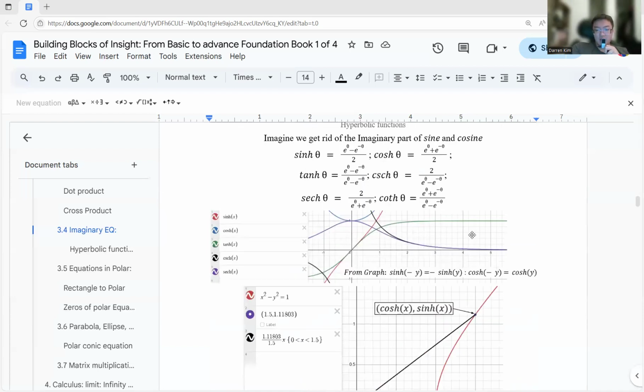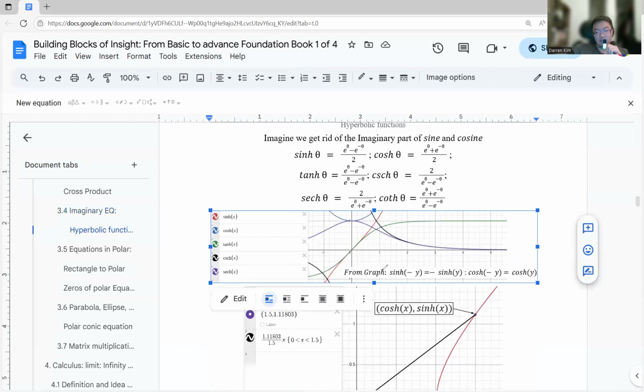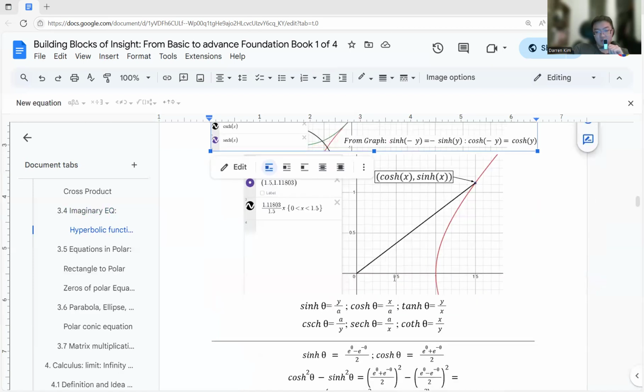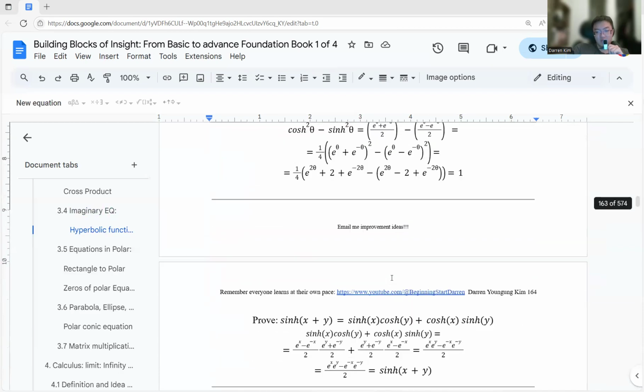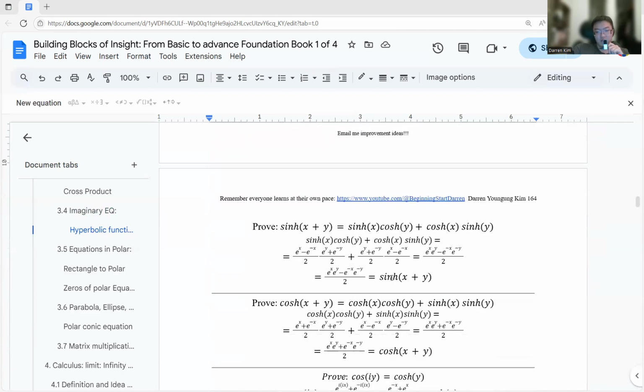Anyways, hyperbolic functions: you have sinh, cosh. It's all getting rid of imaginary, basically. And here I'm not proving it; by inspection, I found this out by looking at the graph and finding that sinh(-x) equals negative sinh(x). It's basically even and odd. I figured that out through practice and looking at it. Here's a bunch of proofs you can do. Not really a big deal.